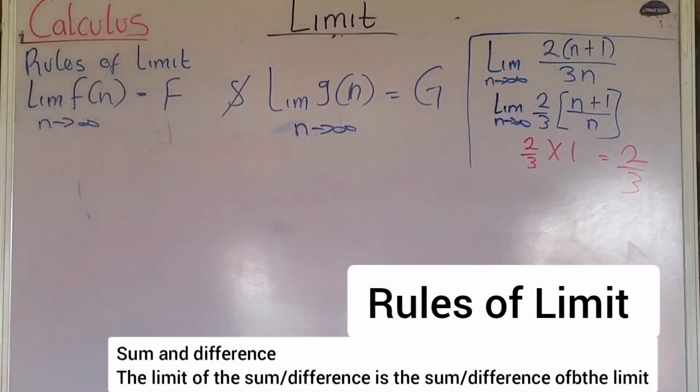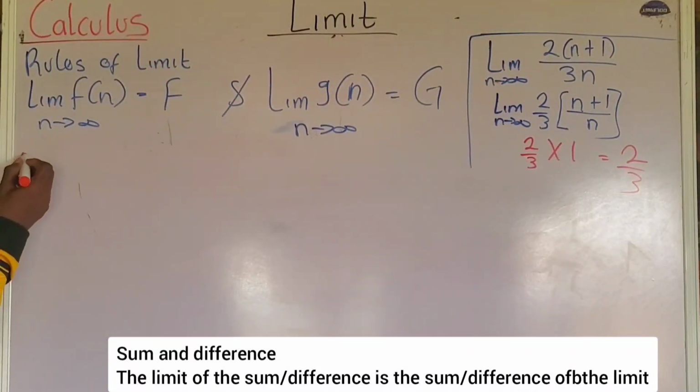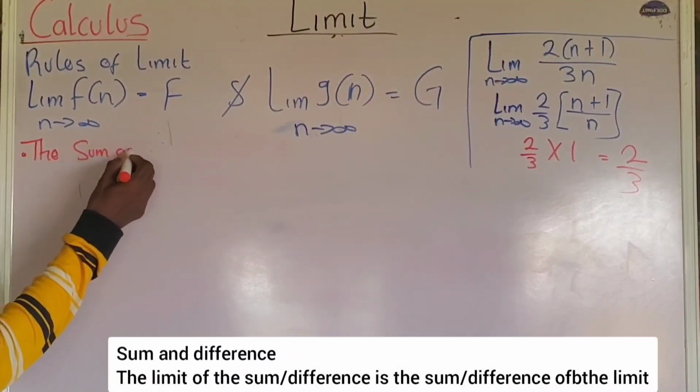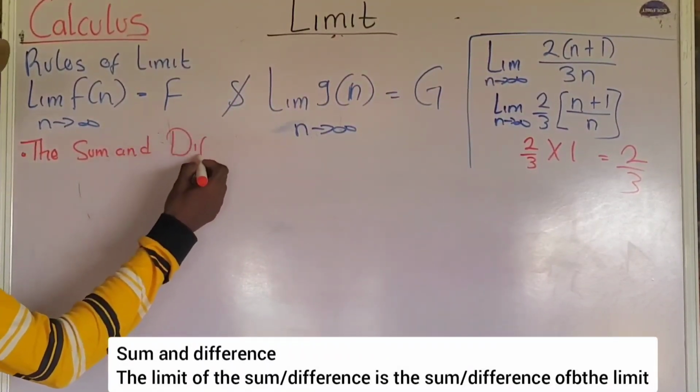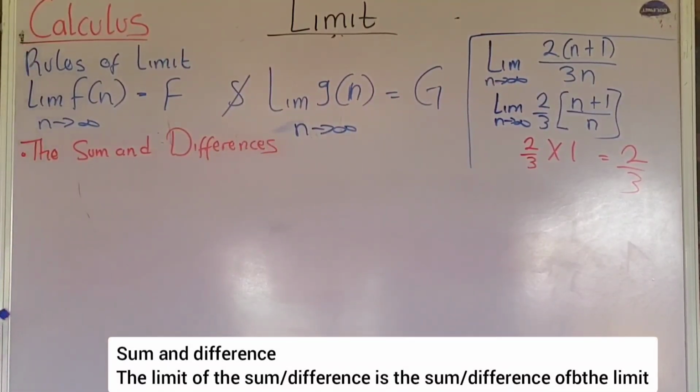Now let's move to the second rule, the sum and differences. That's the second rule, the sum and differences. Okay, now according to this rule, I told you that the limit of a sum or differences is the sum or differences of the limits.